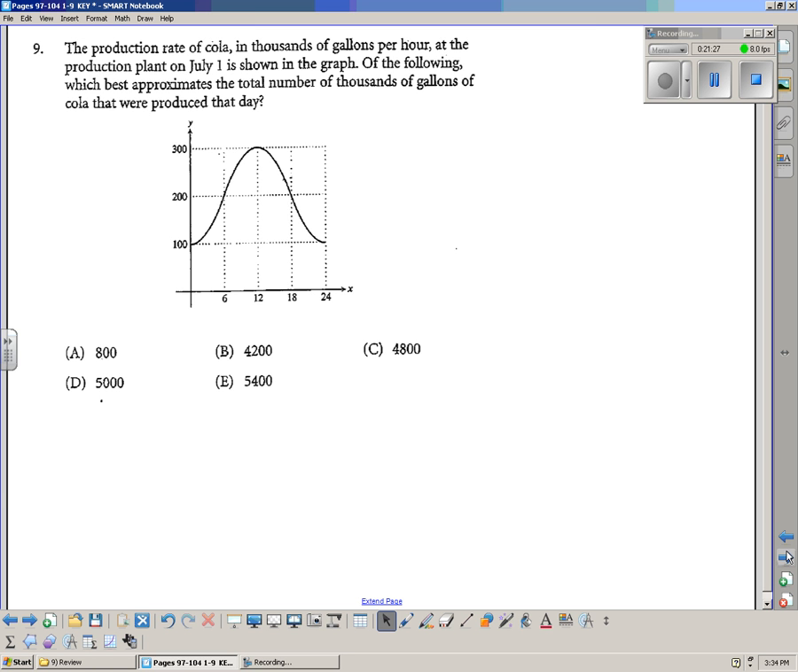The production rate of cola in thousands of gallons per hour at the production plant on July 1st is shown in the graph. Of the following, which best approximates the total number of thousands of gallons of cola that were produced that day? Another units question. This graph is gallons per hour. This is the derivative, and your x-axis is hours, and I want the total number of thousands of gallons. So I want to integrate.